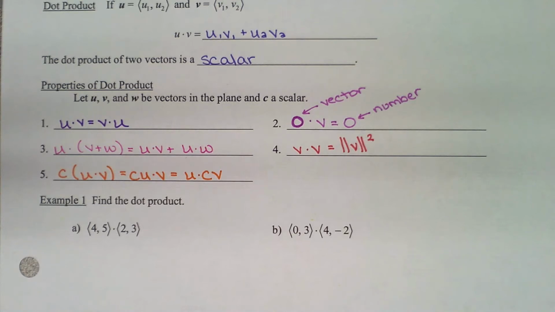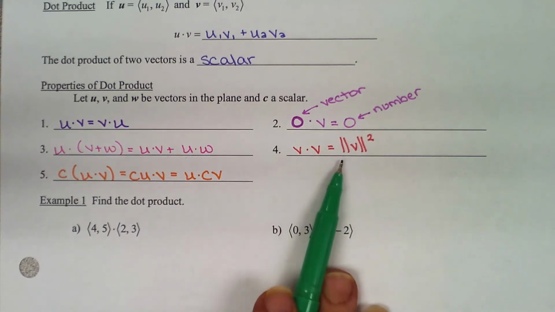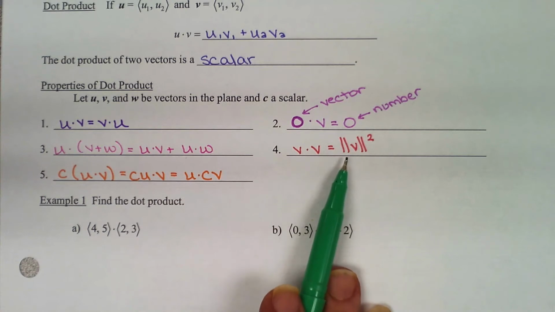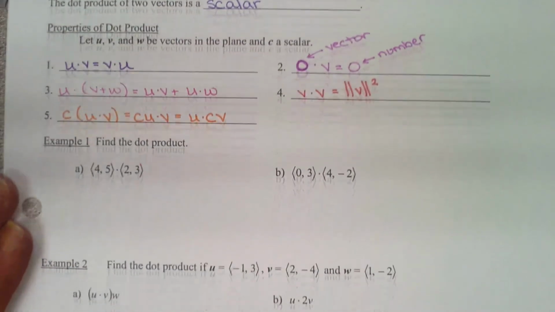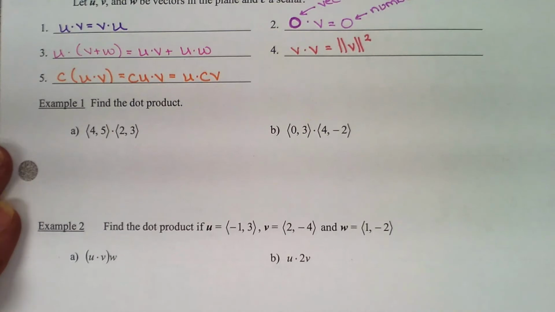The one in these that you really have to pay attention to is number 4. This property is useful to know, and I'm pretty sure in today's lesson we'll run across an example that uses that idea to help us solve the problem. All right, so first we're just going to practice finding these dot products.